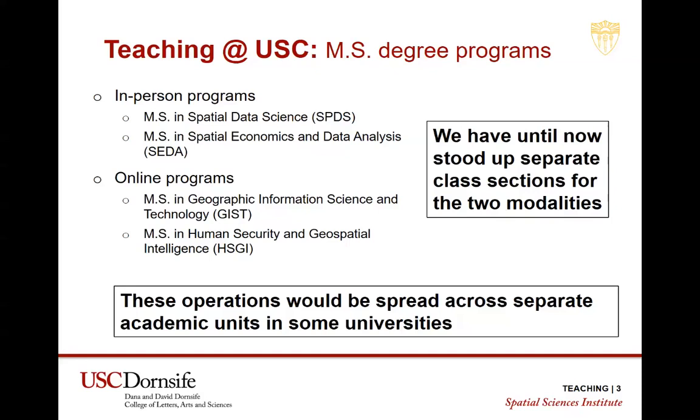And in our case, in the Spatial Sciences Institute at USC, one unit administers both these in-person programs as well as the online programs. So they're all part of our enterprise, but I would note in many other universities across the world, these operations, meaning online programs and in-person programs, are spread across separate academic units. And in some cases, in a branch of the university that was set up some time ago with this idea that we were going to specialize in online, and that was somehow a different enterprise than teaching on campus in person.